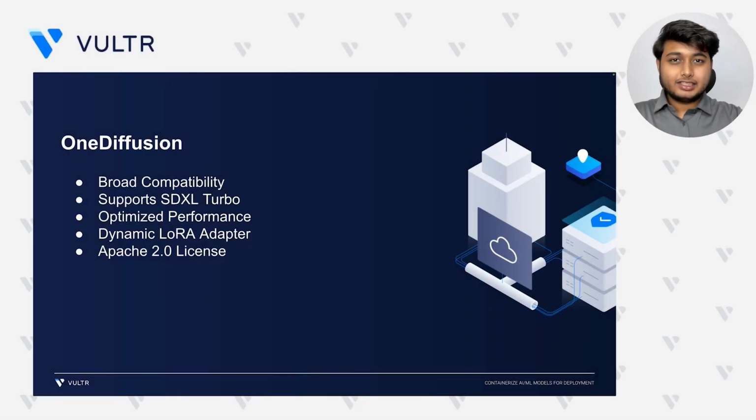Apart from working with large language models, you can also use a solution built by BentoML named OneDiffusion to spin up inference APIs with image generation capabilities. It has broad compatibility and supports the recently released Stable Diffusion and Stable Diffusion XL turbo models by Stability AI. It has optimized performance and support for dynamic LoRa adapters so that you can use it with fine tuned models. It shares the license with VLLM, which is an Apache 2.0 license, so that you can use it for commercial purposes.